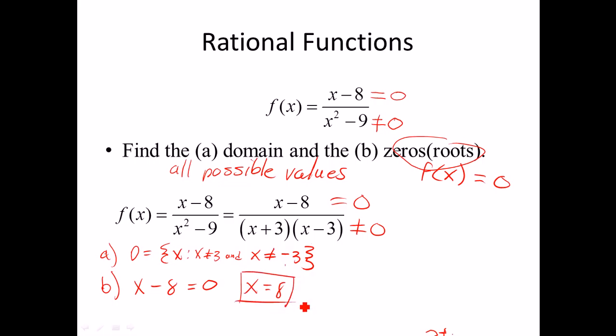And the domain will be all values of x such that x is not 3 and x is not negative 3. So we'll do more of these in class, but this is the idea of rational expressions, simplifying rational expressions, and rational functions.